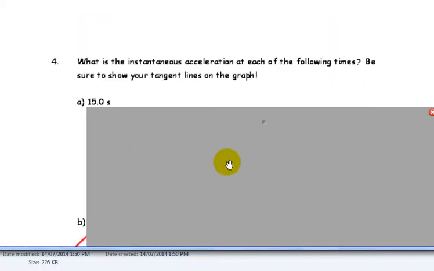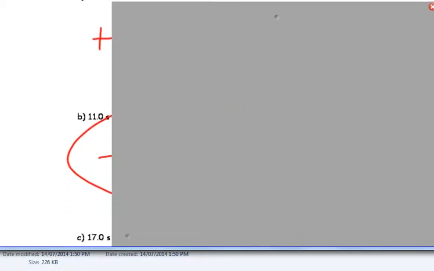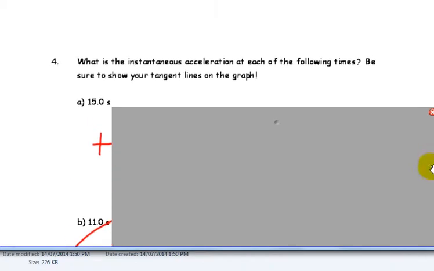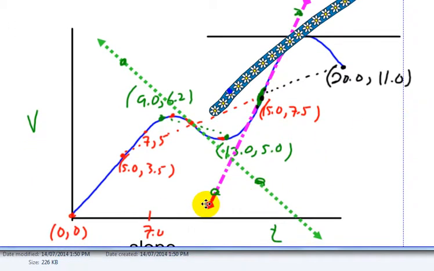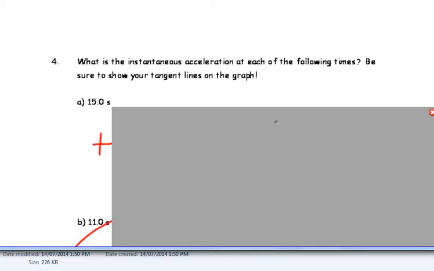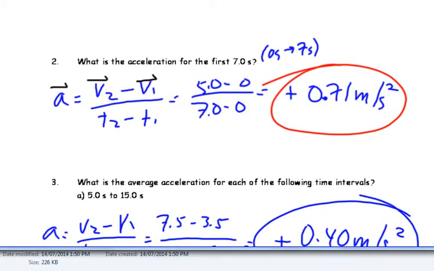Now, lastly, instantaneous acceleration. So at 15, 11, and 17. So first of all, let's draw the tangent lines. So at 15, here's the 15 one. So maximizing the slope right here, this purple line illustrates that. Okay, so that's what the slope, because you're really maximizing what's happening at that point.